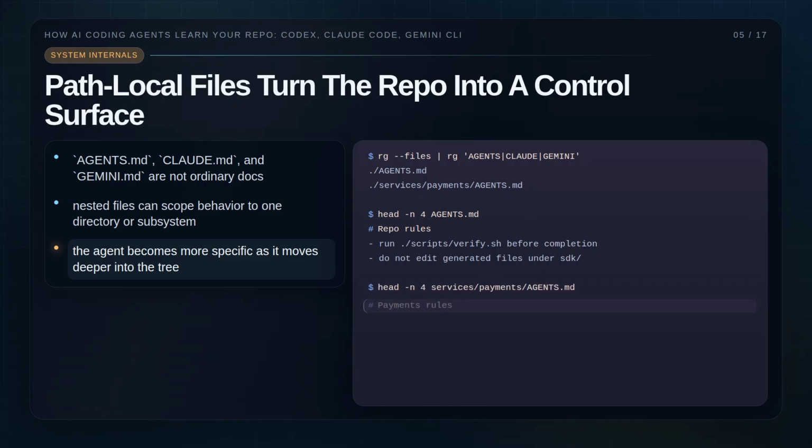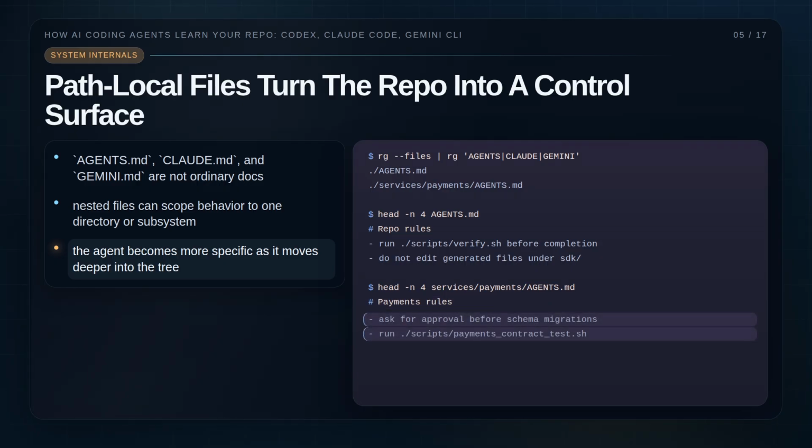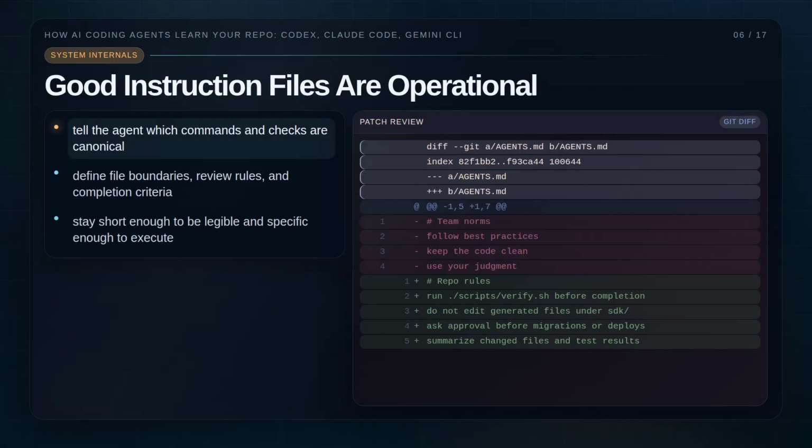This is also why version control matters so much here. When the instruction surface changes, the behavior surface changes. That is something teams can review, diff, and discuss like any other engineering artifact.